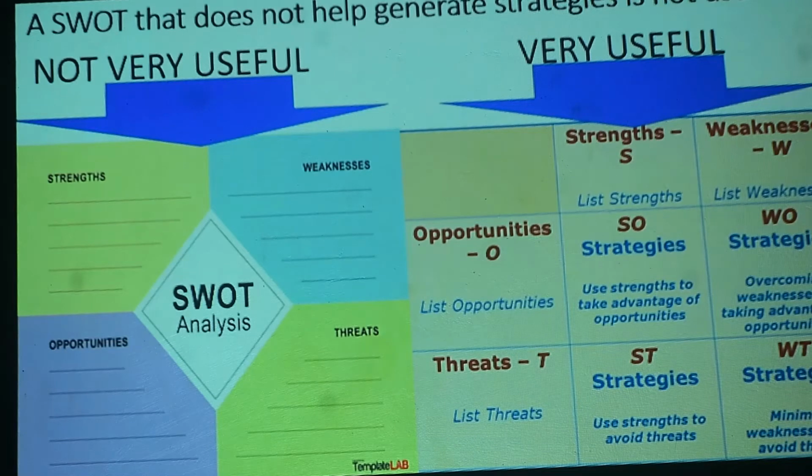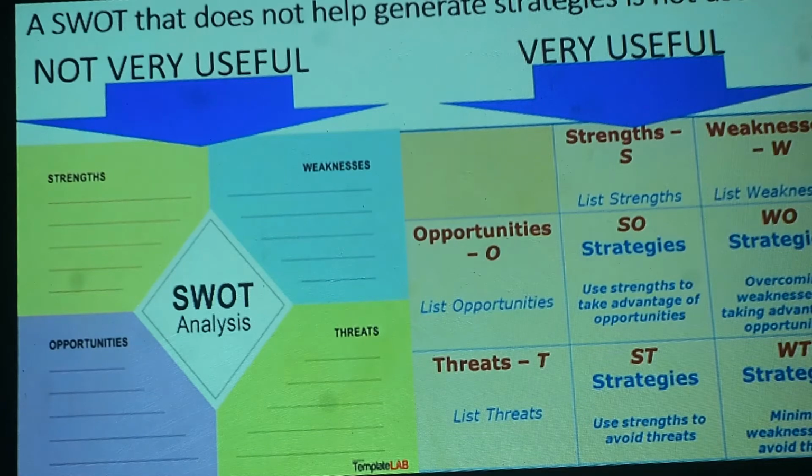For the horizontal, the first row, strengths are internal. They all depend on your organization, and the weaknesses are also internal. So with this structure, we can now match or marry the strengths and opportunities to generate what we call the SWOT strategies. That means we want to use our strengths to take maximum advantage of opportunities. And for the WO strategies, we want to overcome the weaknesses by taking advantage of the opportunities. It's like we really want to use the opportunities out there to address our weaknesses.